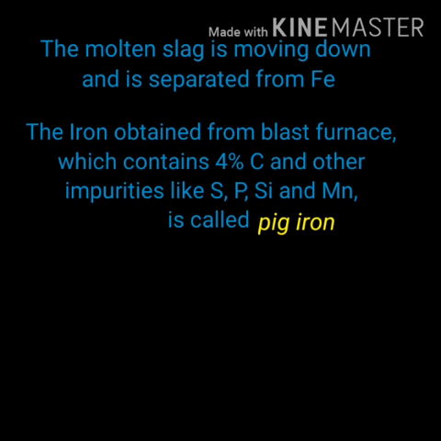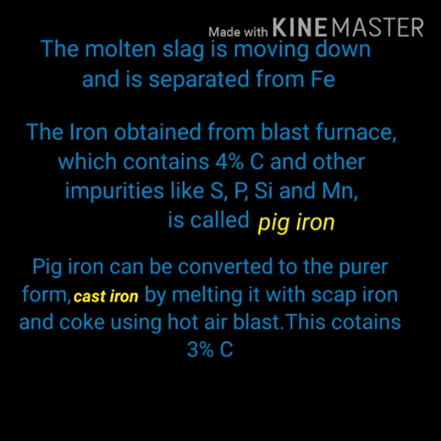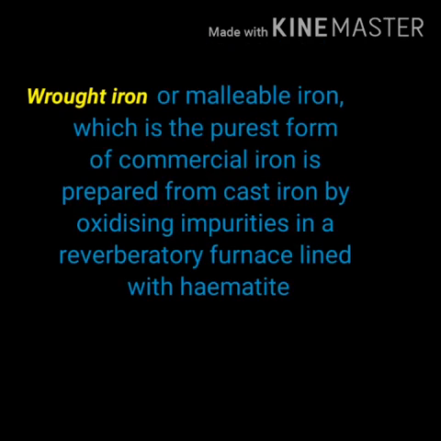Pig iron can be made into cast iron by melting it with scrap iron and coke using hot air blast. Cast iron has slightly lower carbon content, that is about 3%, and it is extremely hard and brittle. Wrought iron or malleable iron is the purest form of commercial iron and is prepared from the cast iron by oxidizing impurities in a reverberatory furnace lined with hematite.